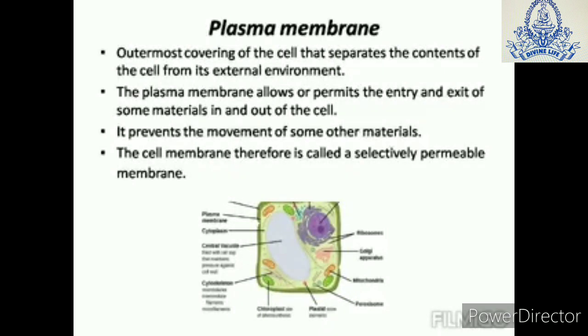Cell membrane or plasma membrane. It forms the outermost covering of the cell. See the picture which is given below. It separates the contents of the cell from its external environment. Plasma membrane allows the entry or exit of some materials in and out of the cell. It prevents the movement of some other materials, and that is why the plasma membrane is also a selectively permeable membrane.